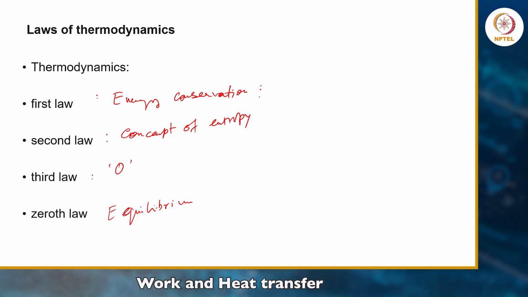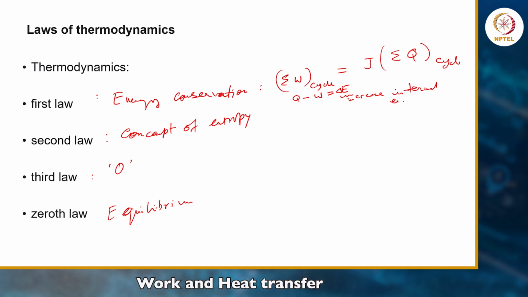The first law says energy can be converted, but how it will be converted and how much is converted, it does not say anything. So the first law formulation, if I write it, will be summation of W cycle equals some conversion factor times summation of Q cycle. So Q minus W equals delta E, the increase in internal energy, and this is the net energy transfer.